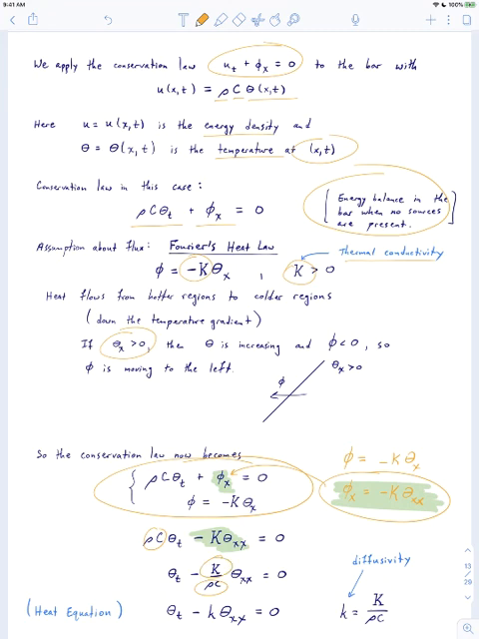This K is a capital K. We're now going to introduce a lowercase k. So we're going to let lowercase k be equal to the coefficient there in front of the theta sub xx. So lowercase k is equal to capital K divided by ρ times c. This is known as the diffusivity. And what we end up with is precisely the heat equation. So we see that we have the heat equation as a consequence of our conservation law, together with our assumption that came from Fourier's heat law.